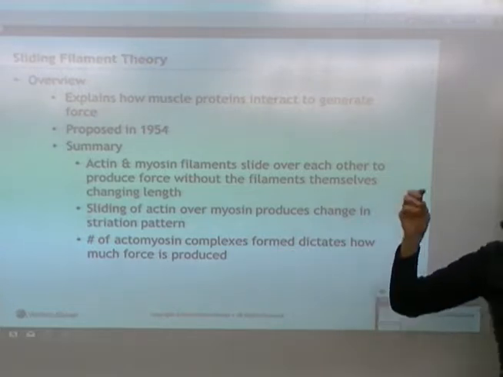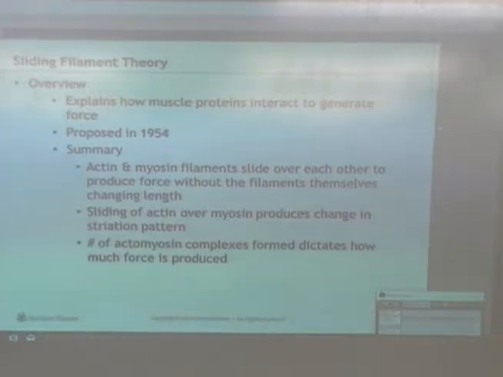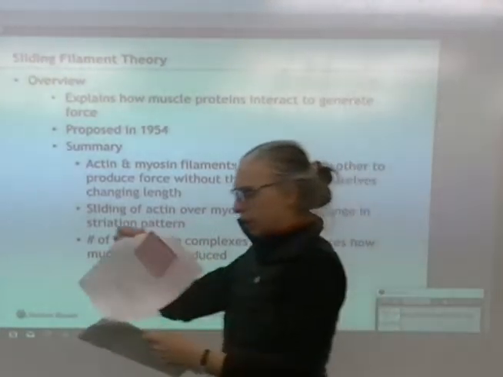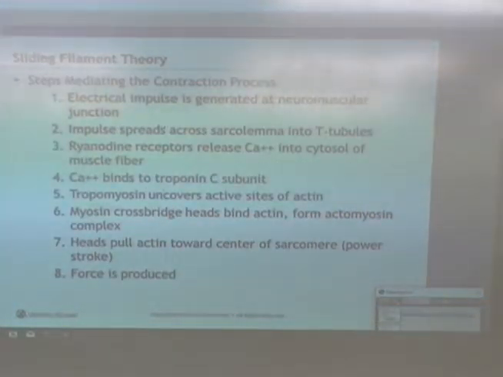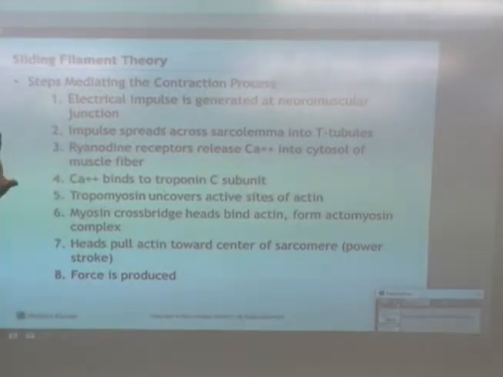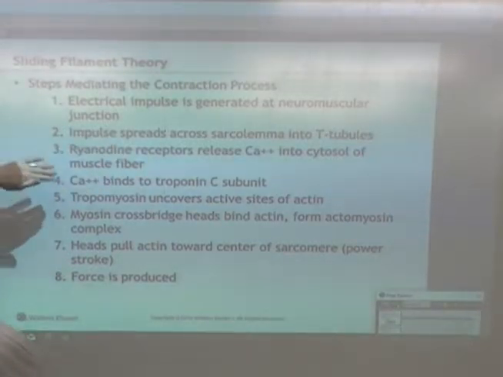The number of cross bridges, or actin-myosin complexes, that are formed at any one time dictates the amount of force that that muscle can produce. Right, so we have a step-by-step list. I prefer the picture, personally. But we'll go through the steps and then I'll show you the picture. Ignore step 3. Right? We don't need that much information.